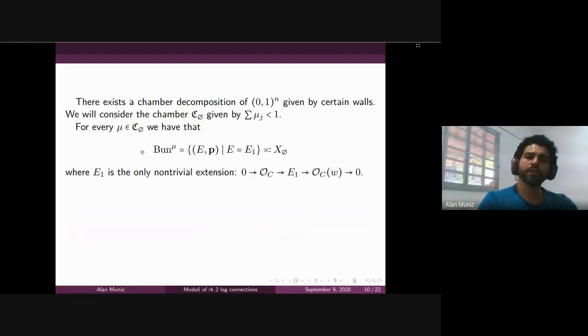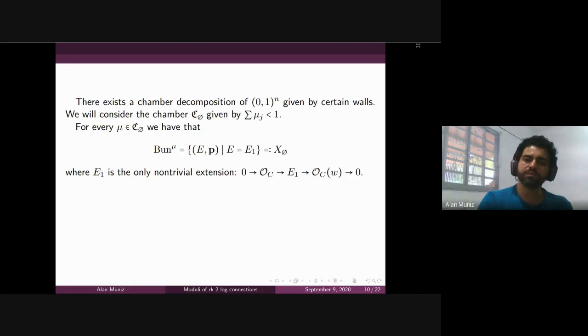Well, as one would expect, this set of weights has a chamber decomposition, with some walls and some chambers. We have one very good, special chamber, given by the sum of the weights being less than 1.